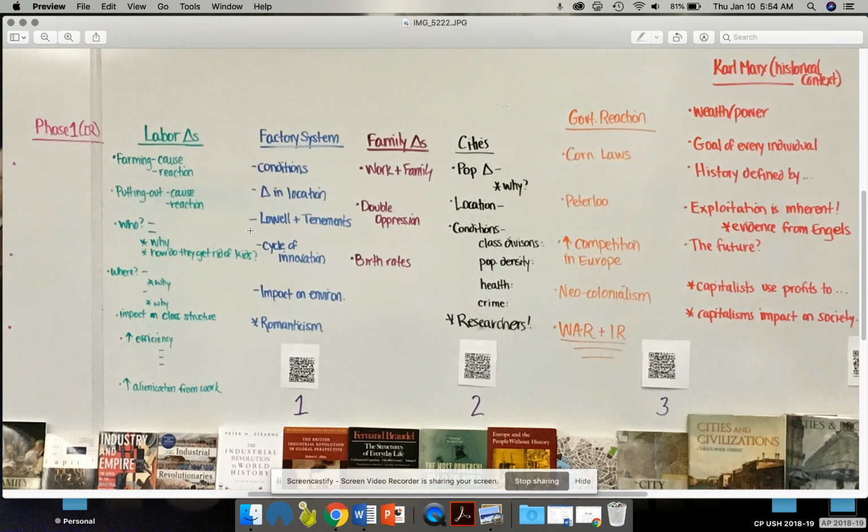Finally, factory system, the impact on the environment, it's awful. That's really all you need to know. You know this, the pollution. The pollution is just horrendous.